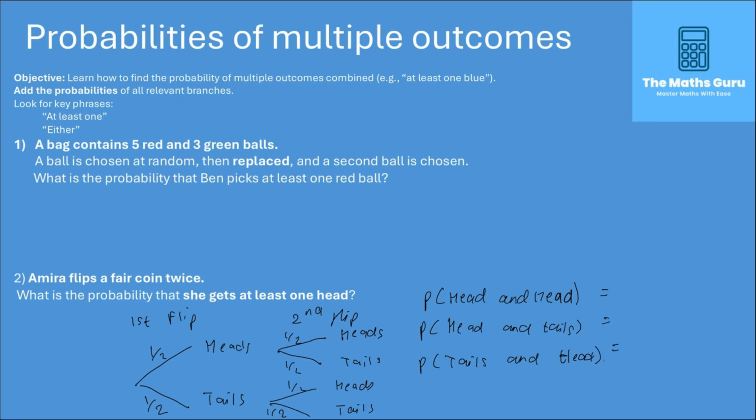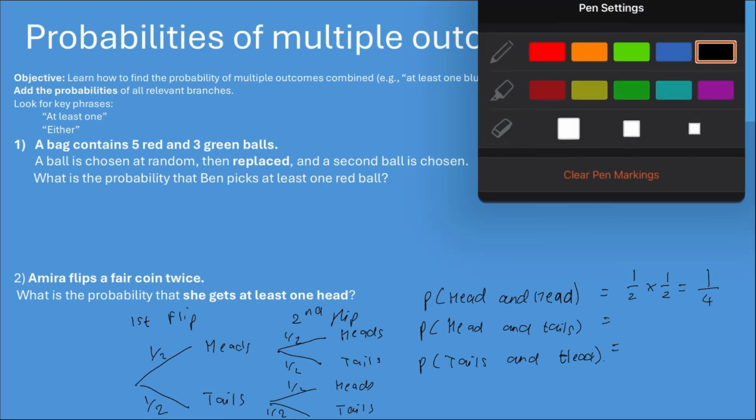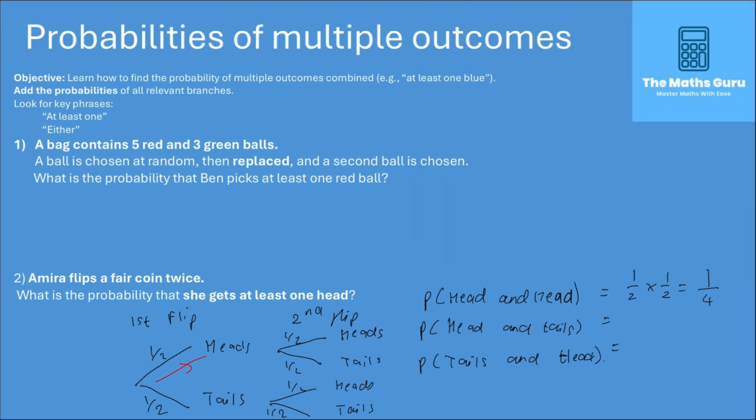So the probability that she gets head and head is 1/2 times 1/2, which is going to be 1/4. Then the probability that she gets head, then tails is again 1/2 times 1/2, which is equal to 1/4. Then the probability she gets a tails, then a head is 1/2 times 1/2, which is equal to 1/4. Now adding these all up, we will get 3/4. So she has a 75% chance that if she flips a fair coin twice, she'll get at least one head.